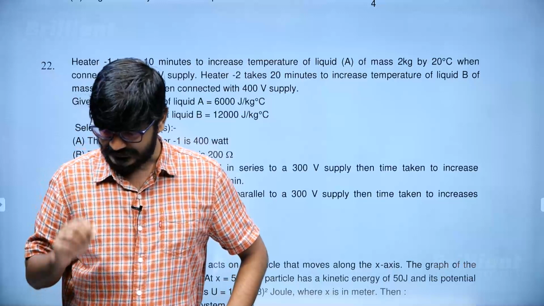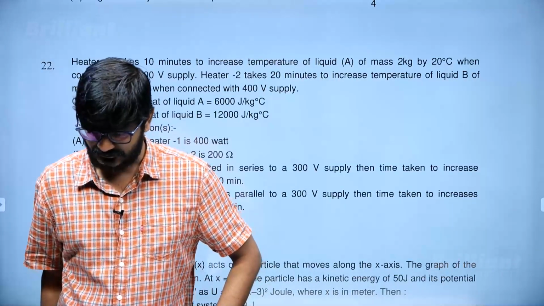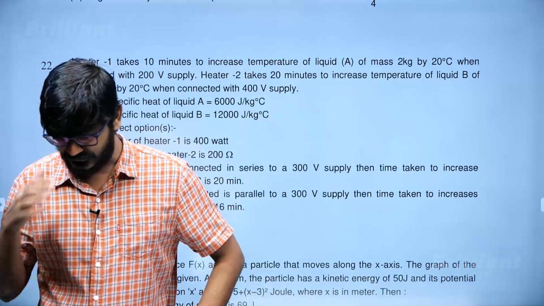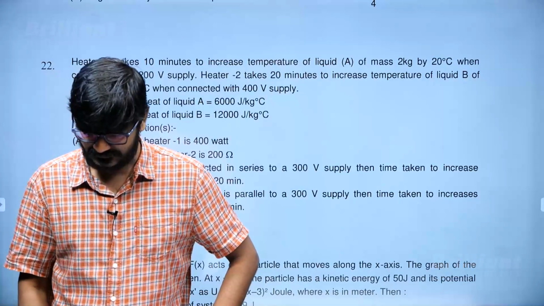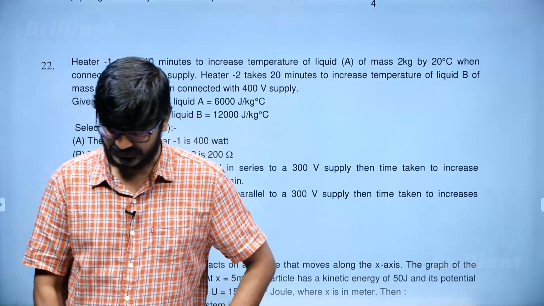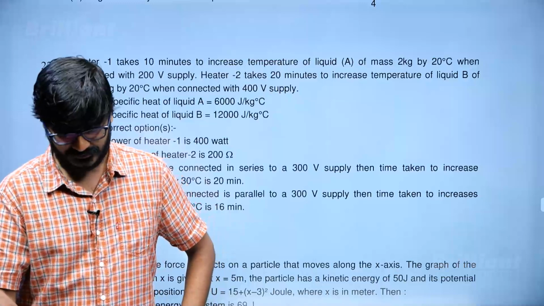Heater 1 takes 10 minutes to increase the temperature of liquid A of mass 2 kg by 20 degrees when connected with a 200 volt supply. Heater 2 takes 20 minutes to increase the temperature of liquid B of mass 4 kg by 20 degrees when connected with a 400 volt supply.